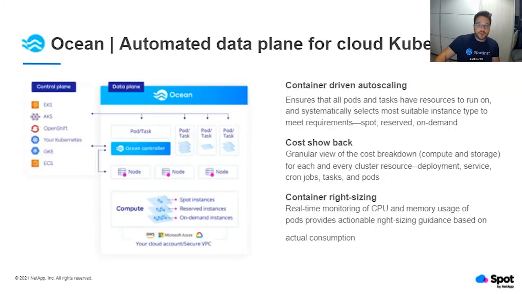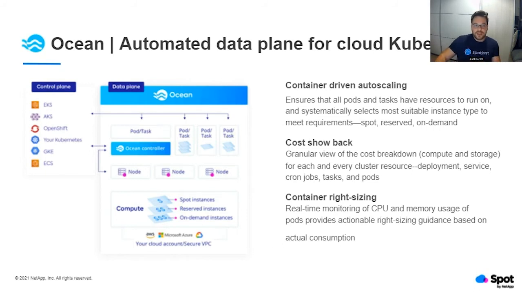The product that we're going to focus on today is actually Ocean. Ocean is our product for containerized workloads. So Ocean is an automated data plane for the cloud. It actually works mostly with Kubernetes. It also works with ECS.